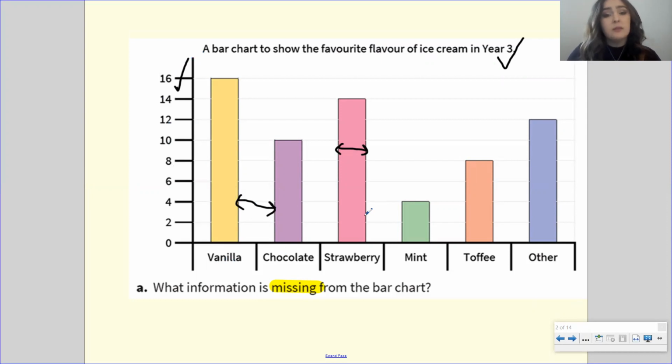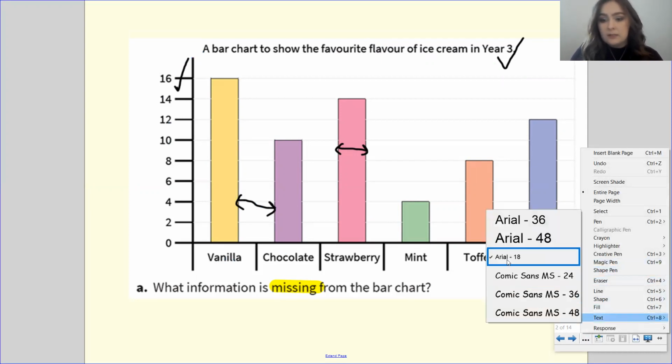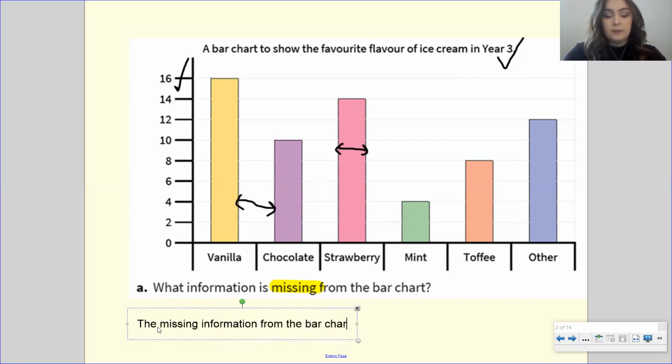However, the thing that we are missing is the labeled axes. We don't know what exactly these axes are showing. So what we would write for this question as our answer is the missing information from the bar chart is the labeled axes.